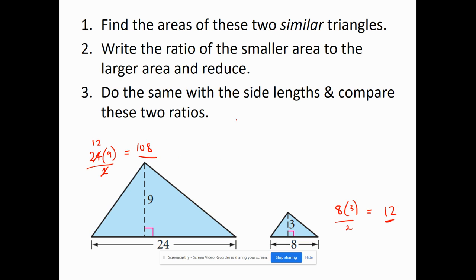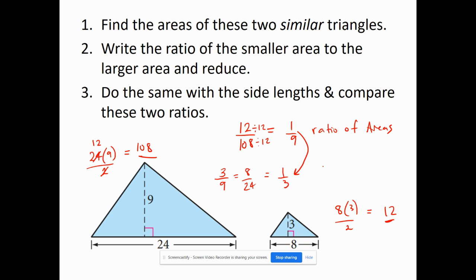Now write the ratio of the smaller area to the larger and reduce. So 12 goes into 108 9 times. We get exactly 1/9. Now do the same with the side lengths and compare these ratios. So this is the ratio of areas, and the ratio of the side lengths, 3 to 9 and 8 to 24, those are both equal to 1/3.